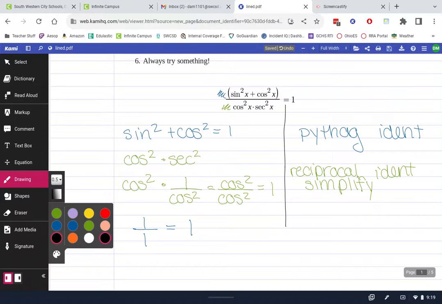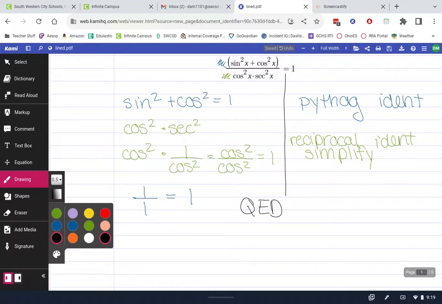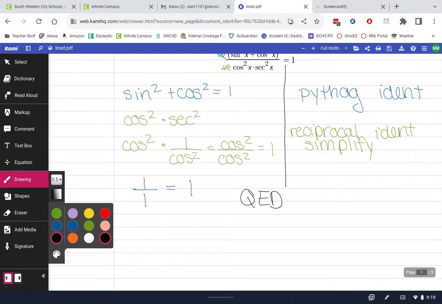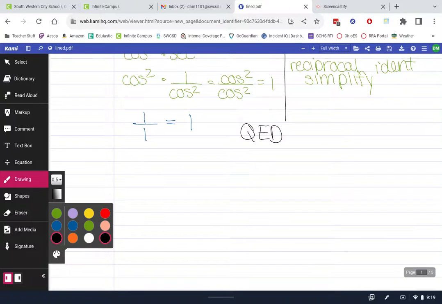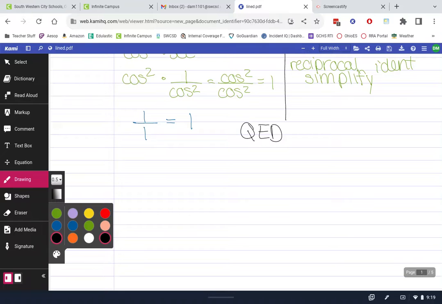And once you are done with that final step, you write QED, which is Latin for it has been demonstrated, which is fancy vernacular for suck it, I win. Most of the proofs when you're first starting will only be a couple lines long, but eventually they start getting up into more complicated, longer problems. So let's do another one.